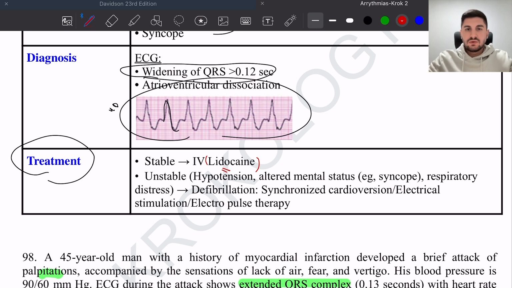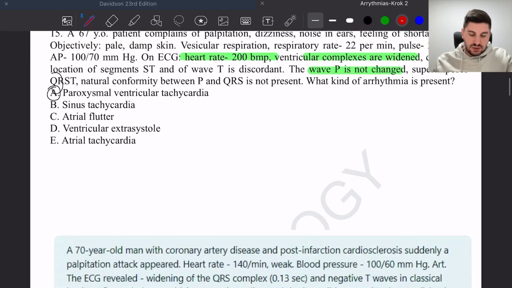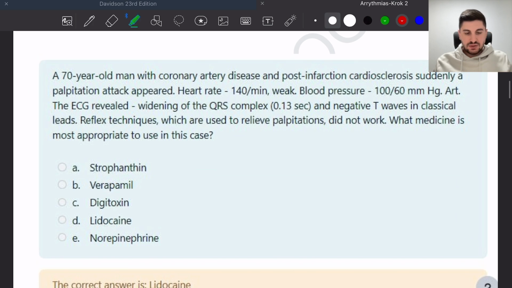So in case you get confused reading an international book about why they use amiodarone, this is just a side note. If it's an unstable patient, as we agreed, then we use defibrillation or the other names for it. We will see them now. Let's see some questions. These are some examples from the Krok Center website.